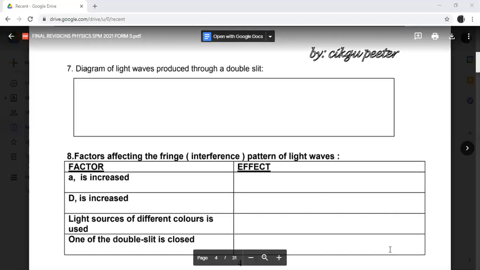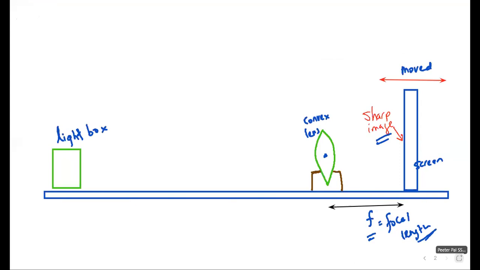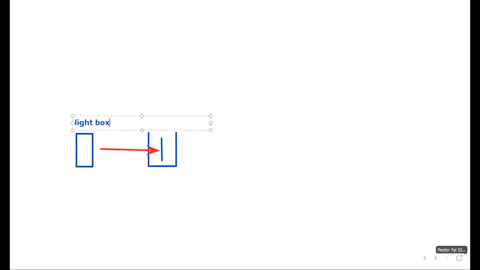See, if you have, let's say, a light box here, and then you have a single slit here. Okay, this is a single slit. So your light ray is actually moving from the light box to the single slit. This is the light box. So from the light box, the light ray moves through the single slit. So this is the single slit.